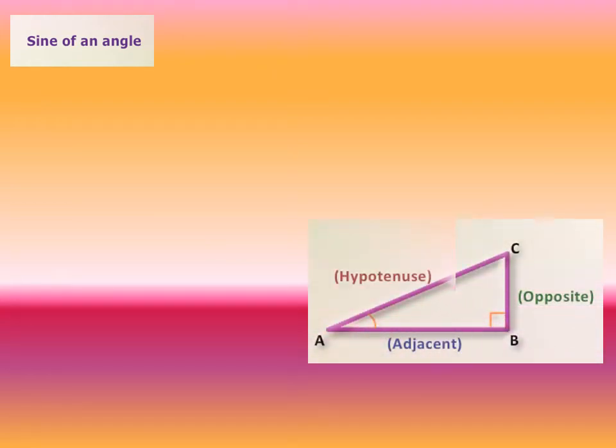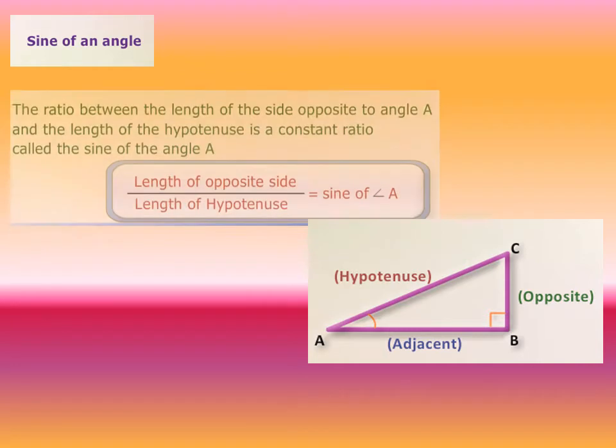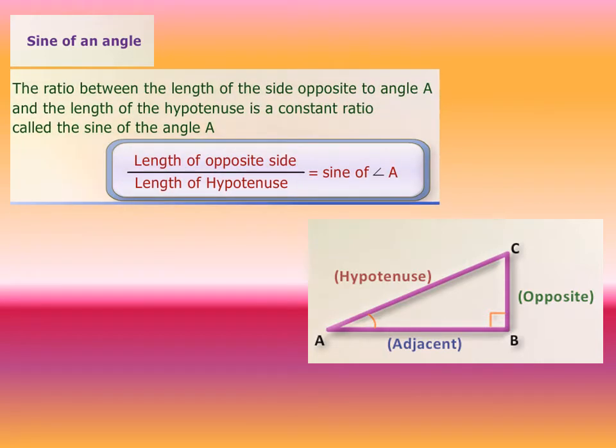Sine of an angle. The ratio between the length of the side opposite to angle A and the length of the hypotenuse is a constant ratio called the sine of the angle A. Length of opposite side over length of hypotenuse equals sine of angle A.